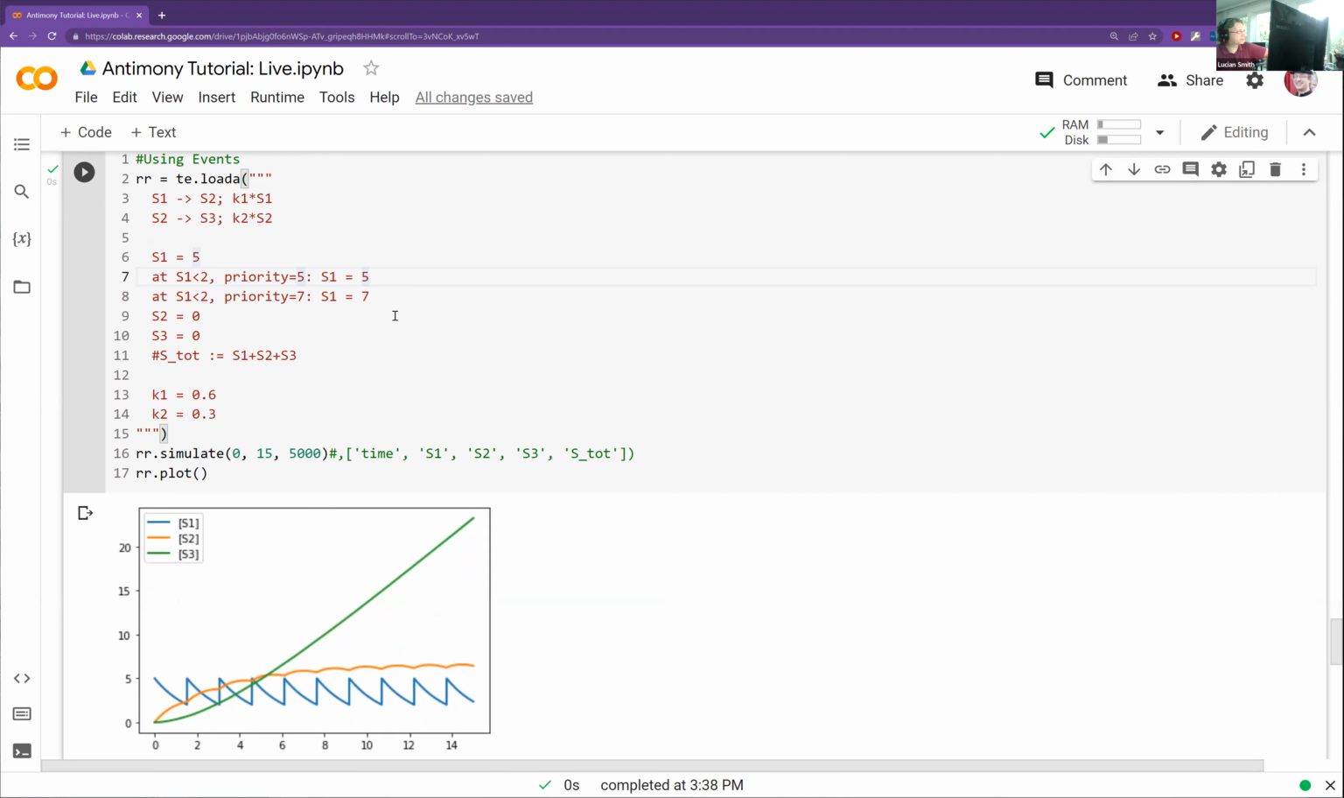You'll also notice, so this event fired first, set S1 to 7, and now S1 is no longer less than 2. But because this event already triggered, it's still going to fire. So the first thing that happens is everything that's triggered gets put on sort of an event queue, an event stack, and then all of them fire. But you can change that if you like.